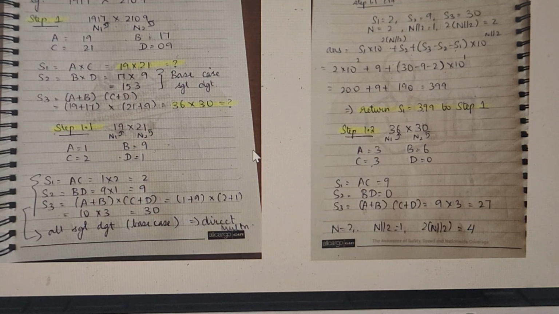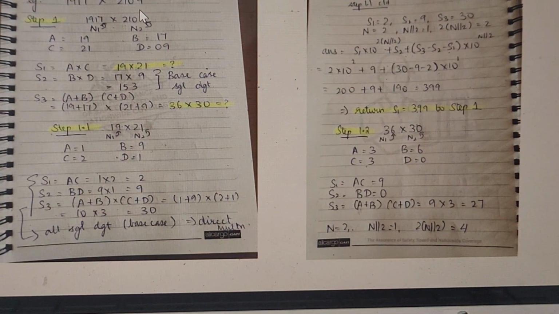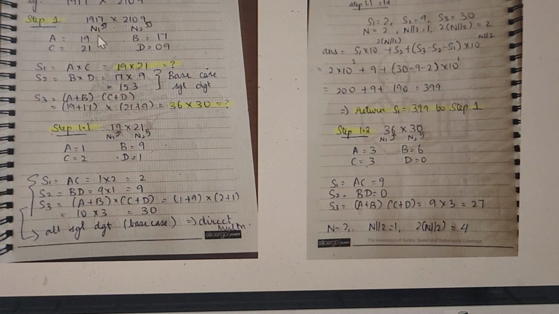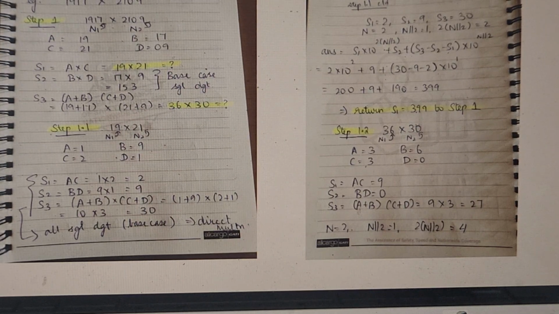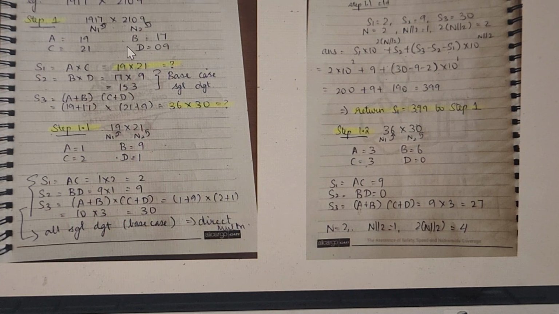Now obviously these numbers are 4 digits long, neither of them is a single digit, so this is not my base case. I have to divide. So I divide N1 into A and B, which are 19 and 17 respectively, split halfway. And the second number into C and D, which are 21 and 09 respectively. So this is my divide step.